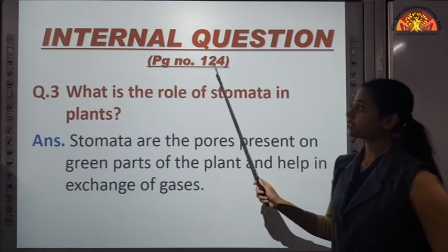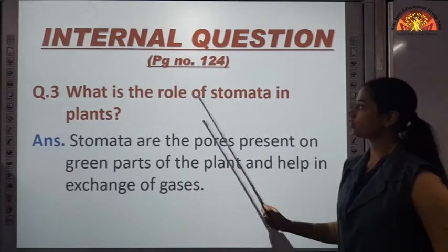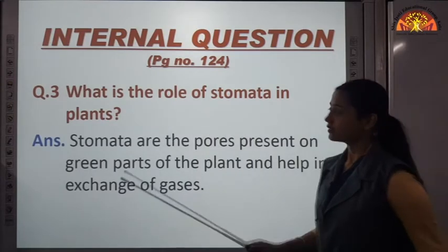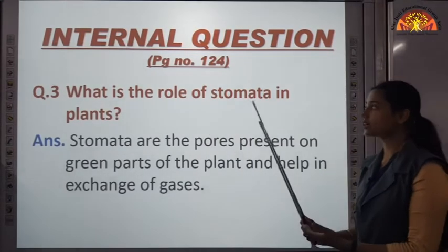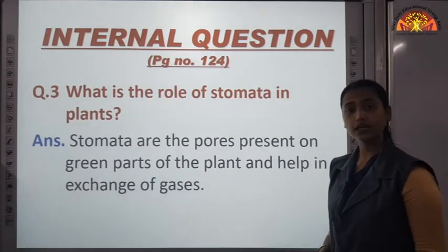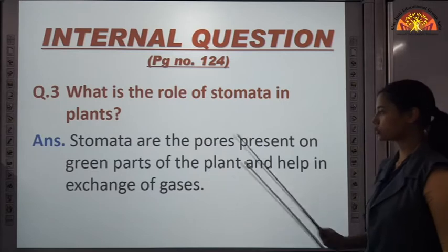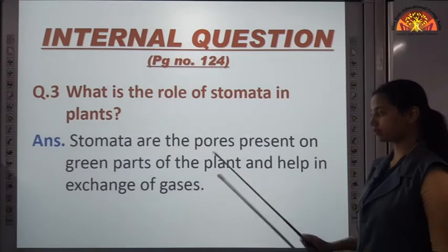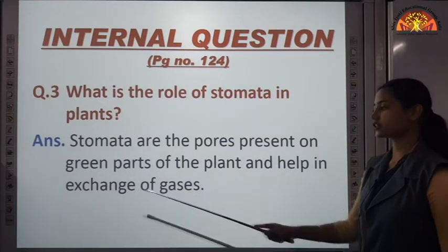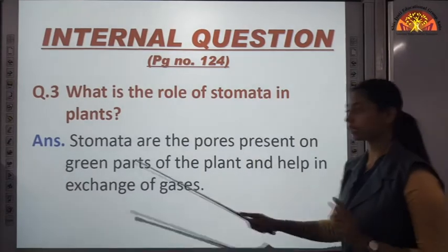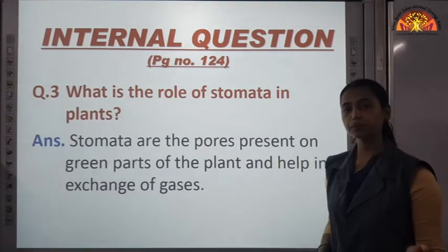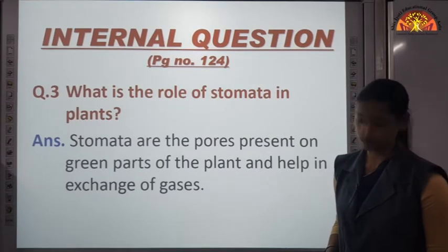Next question on page 124, what is the role of stomata in plants? Like right now we discussed, stomata help in exchange of gases. So stomata are the pores present on green parts of the plant and help in exchange of gases. Always remember green parts. And in non-green plants, lenticels are present.